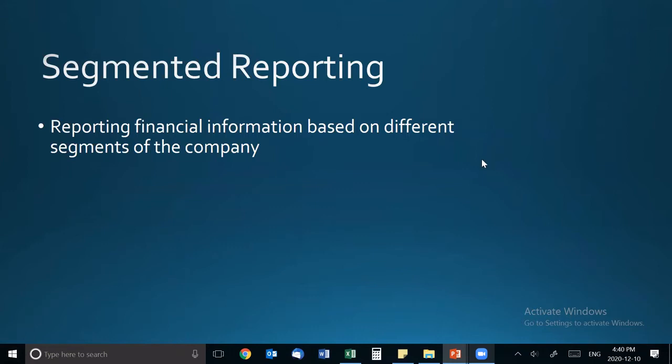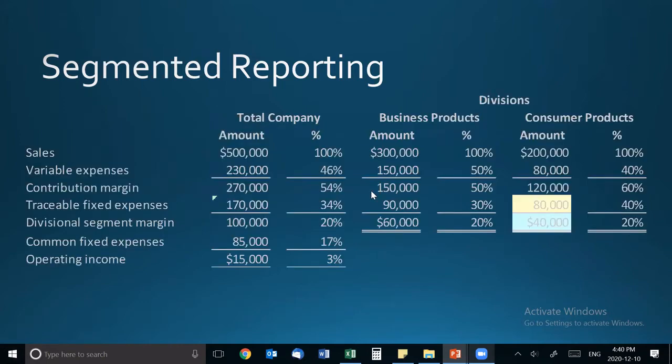All right, so now let's look at segmented reporting. Segmented reporting is reporting financial information based on different segments of the company. For example, take a phone company like Rogers. Rogers has business products and then they have consumer products. So they sell cell phones and internet to businesses, and they'll also sell to consumers. You and me will have an internet package or a cell phone package as well. So segmented reporting means reporting your company's financials in the different divisions that it has.